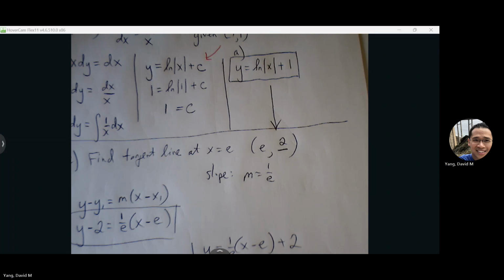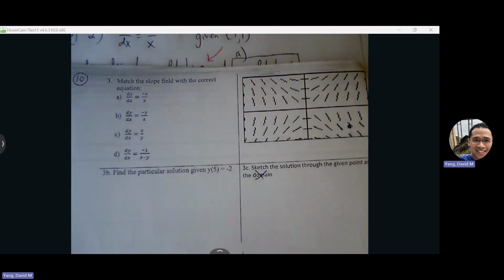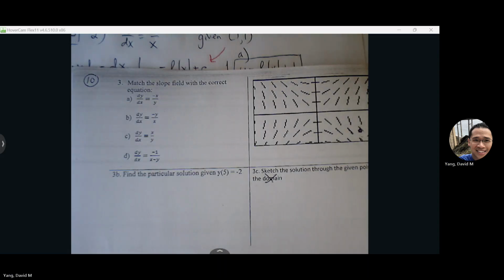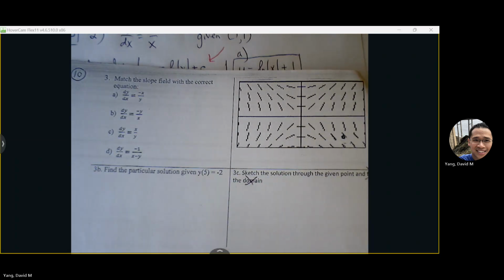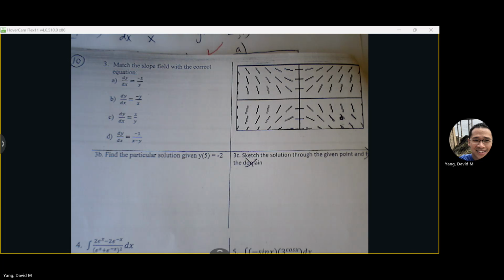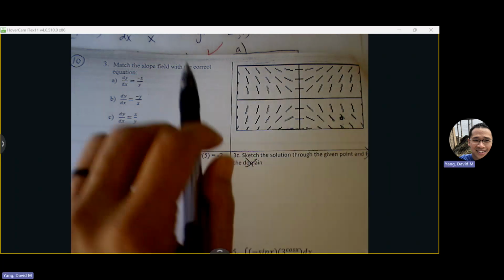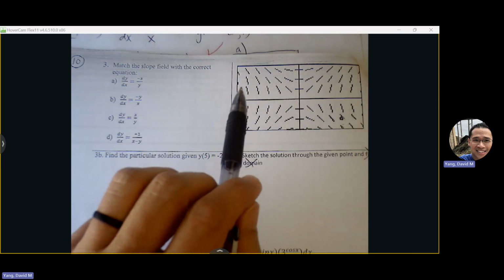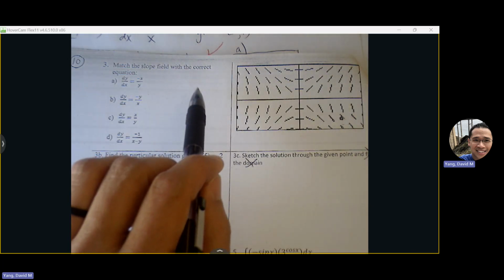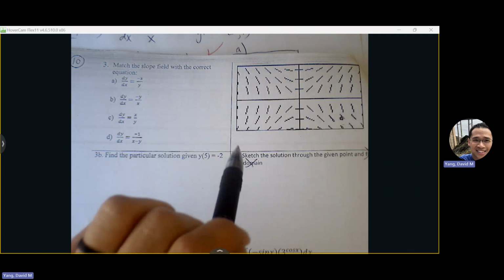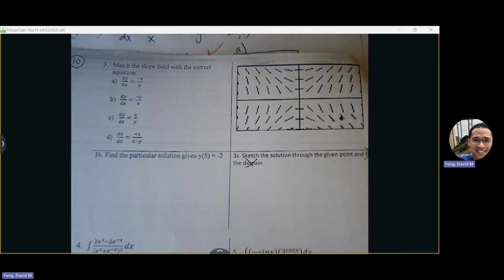Page 10. Let's do a matching problem. So the things that we like to look for is where do you see positive slopes? Where do you see negative slopes? Where do you see slope zeros? And then where do you see slope undefined?